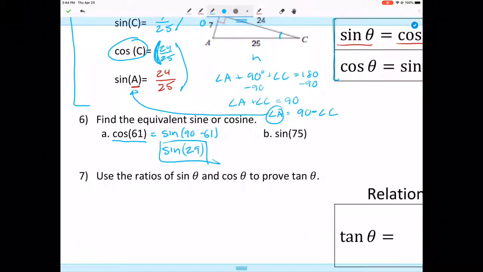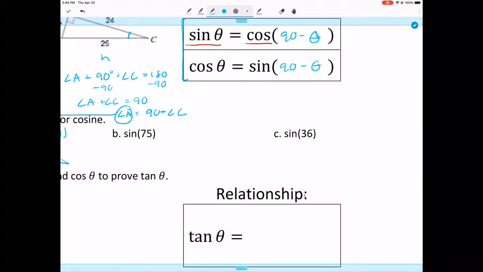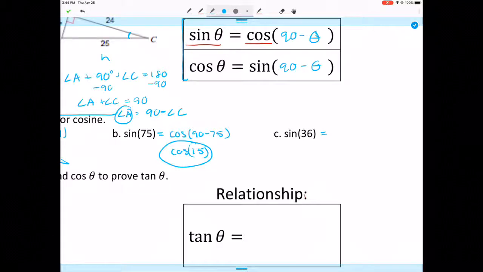Okay, and we get the same answer. If you wanted to check, you could plug those both into your calculator, cosine of 61 and sine of 29, and you'd get the same answer. Okay, same for sine of 75. Okay, this would be cosine of 90 minus 75, or cosine of 15. And then finally, sine of 36 is the same as cosine of 90 minus 36, or cosine of 54.